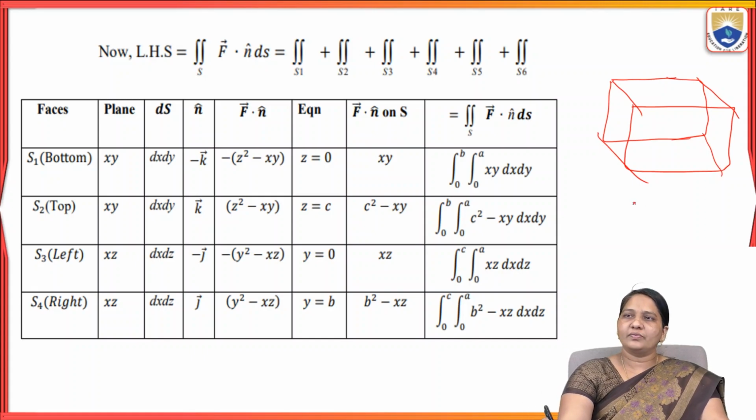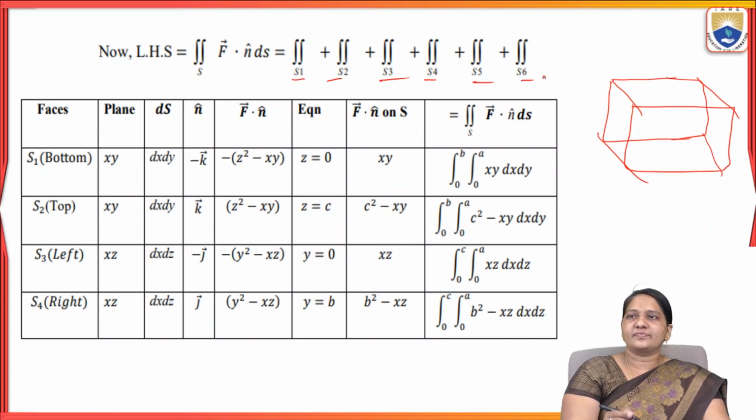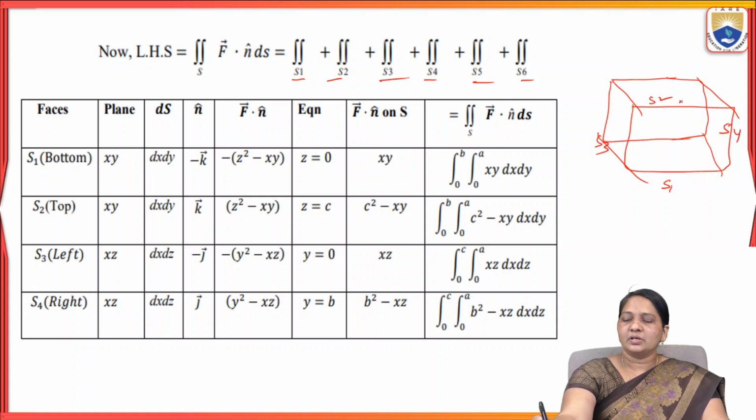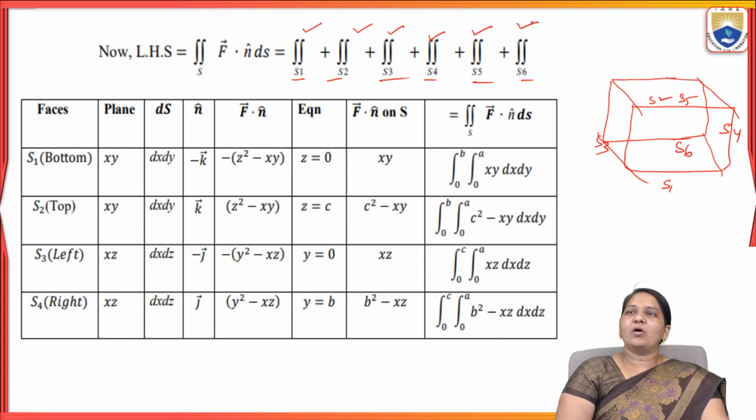So here, what are the faces we are having? We can observe and take here 6 faces. If you are taking this as S1, S2, S3, S4, S5 and S6, these are the 6 faces. Now, if we are having 6 faces, we have to evaluate the integral for S1, S2, S3, S4, S5 and S6. So along each face we have to calculate the integral value.